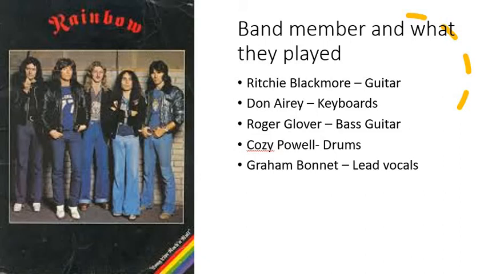So what you have to do is separate relevant things from the information that you need. So in 1979, this was the lineup of Rainbow. Richie Blackmore, who was a sort of founder of Rainbow, played lead guitar. Don Airey played keyboards. Roger Glover played bass guitar. Cozy Powell was on drums, and Graham Bonnet was on lead vocals.